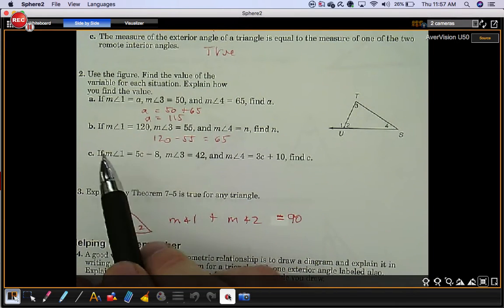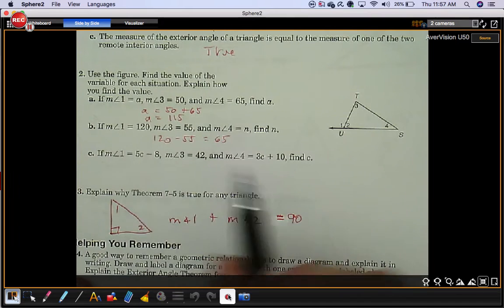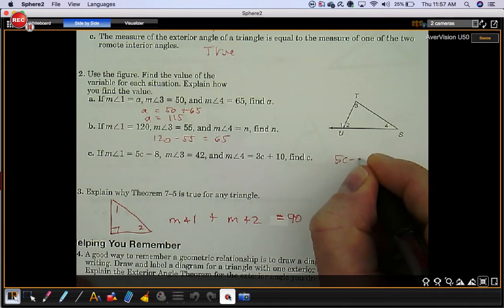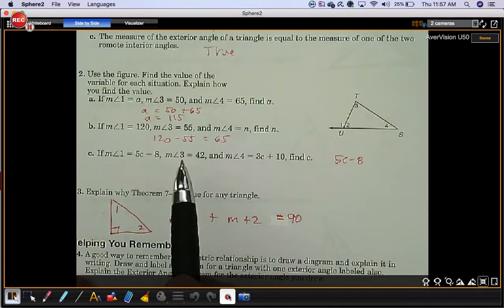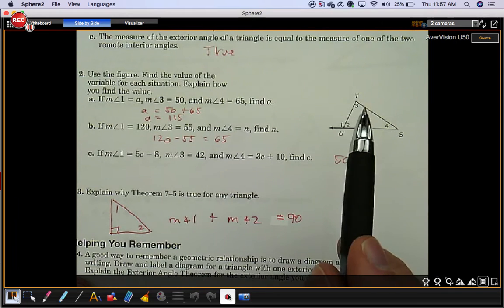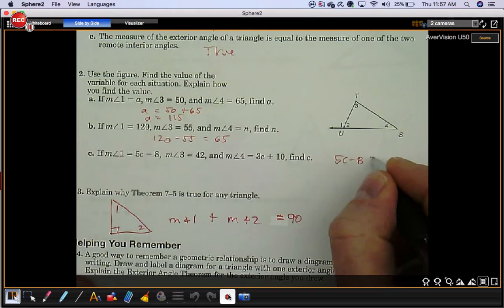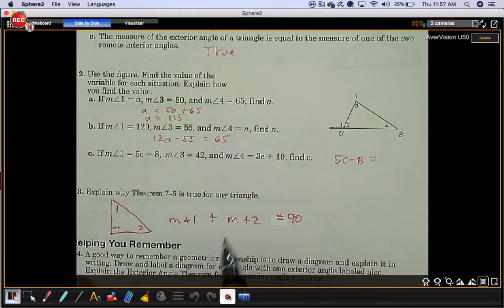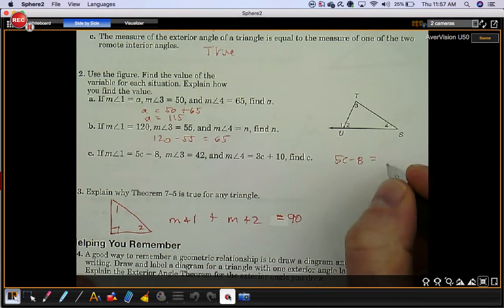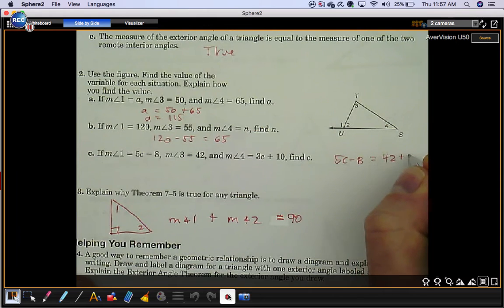Part C, if the measure of angle 1 is 5C minus 8, the measure of angle 3 is 42, and the measure of angle 4 is 3C plus 10. Find the value C. Well, this is your exterior angle. It's going to equal your two remote interiors added together.